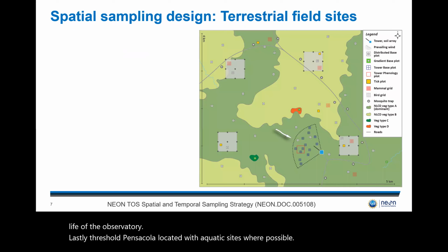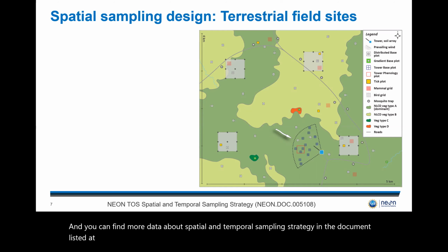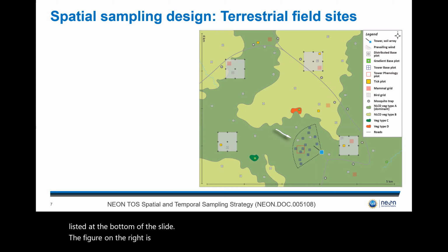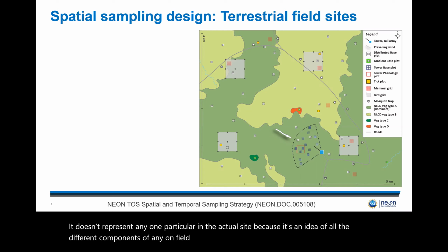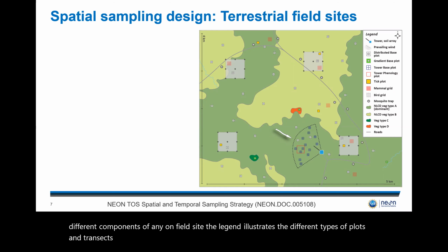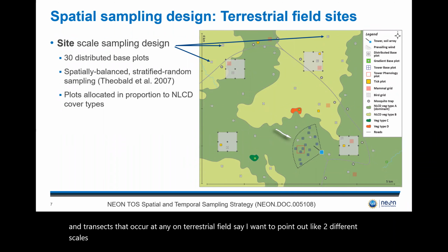Okay, so now I'm going to give an overview of a terrestrial field site. And you can find more data about spatial and temporal sampling strategy in the document listed at the bottom of this slide. The figure on the right is an illustration of an idealized NEON terrestrial field site. It doesn't represent any one particular NEON field site, but gives us an idea of all the different components of a NEON field site. The legend illustrates the different types of plots and transects that occur at a NEON terrestrial field site. And I want to point out 2 different scales of sampling that the observational team uses.